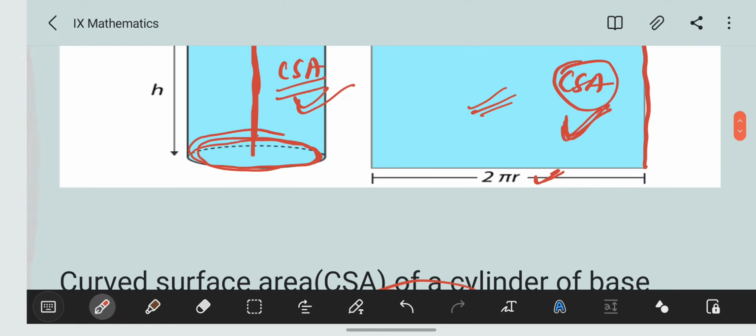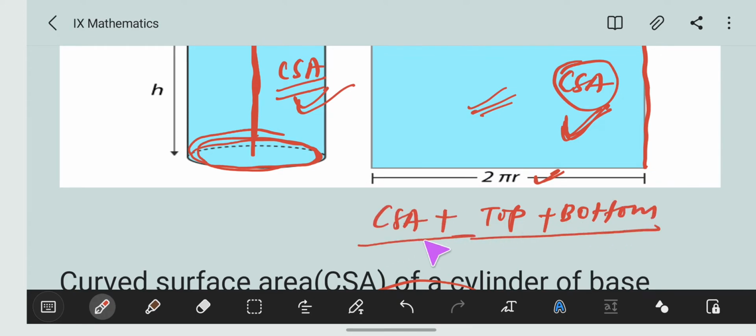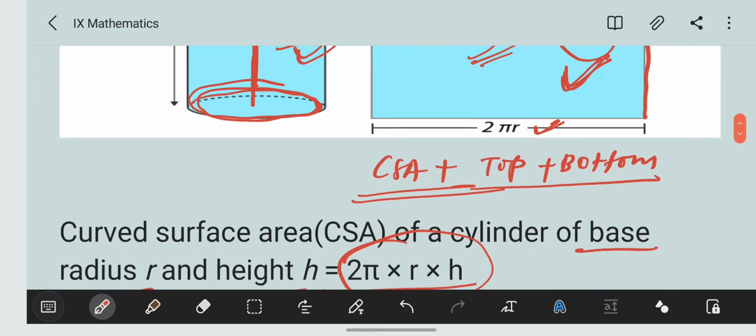Now remember, when you add the top area plus the bottom area to the curved surface area of a right circular cylinder, you'll get the total surface area. You might have studied in cuboids and cubes also, we had the area of 4 walls, which was lateral surface area in that case. Here it is a curved figure, that's why we are finding the curved surface area. The concept is quite similar, no differences.